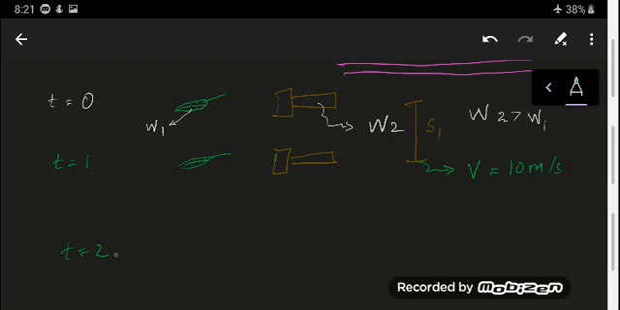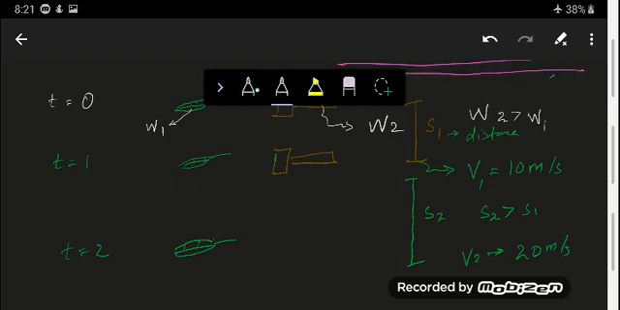And at time t is equal to 2, the velocity is increasing. So the velocity v2 is 20 meter per second. And you see the distance has also increased, and obviously the velocity has increased. So S2 is in fact greater than S1. This S1 is the distance and V1 is the velocity. So distance is also increasing and velocity is also increasing. So this is the feather at time t is equal to 2, and this is the hammer.